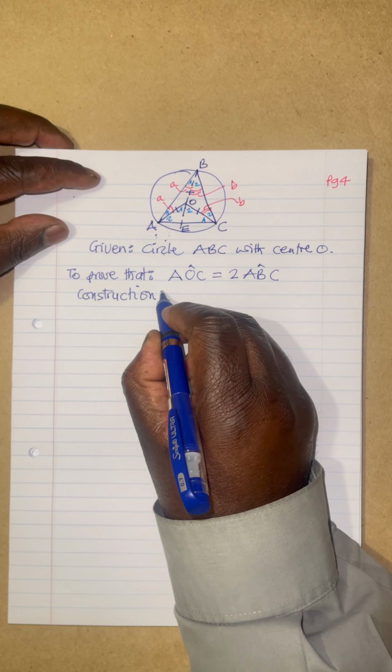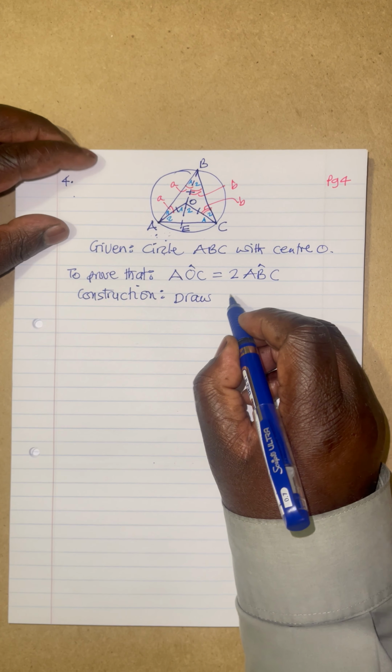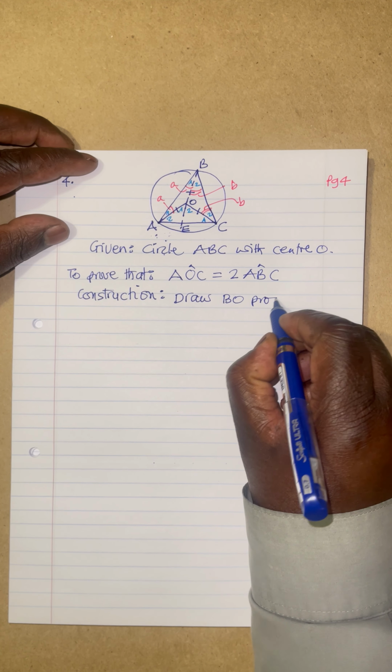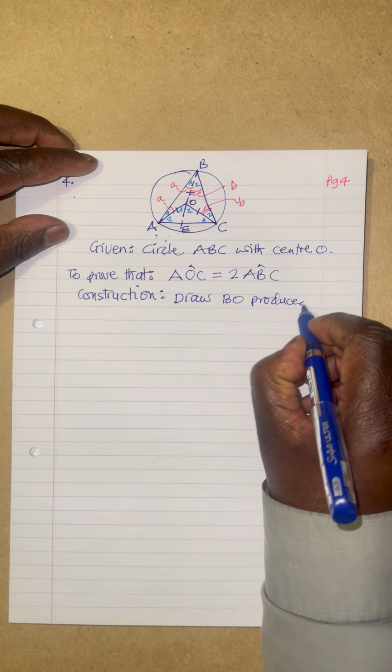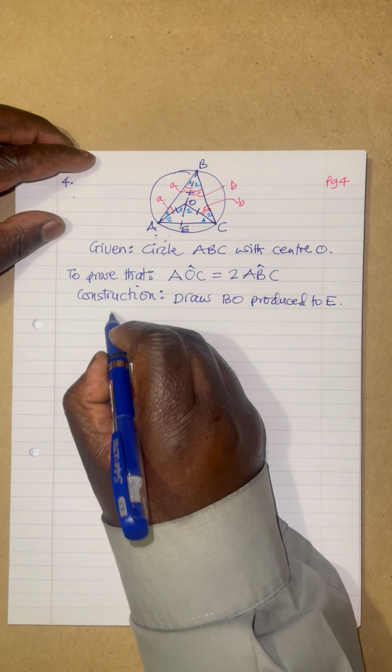Construction. What are we saying on construction? Draw BO produced to E. And then we go straight to proof.